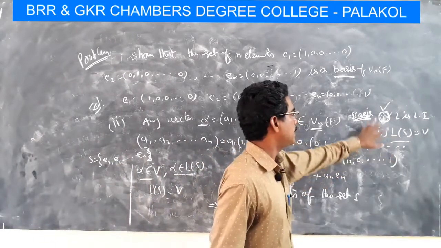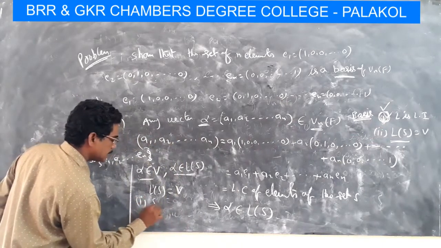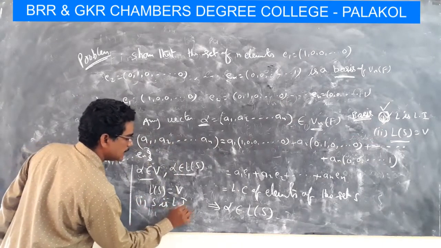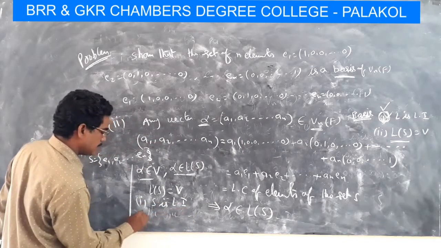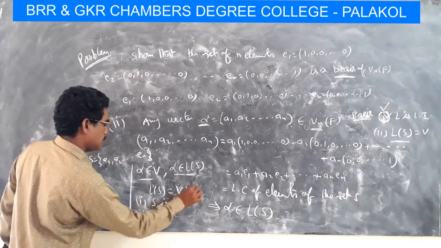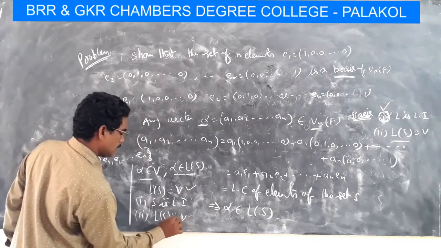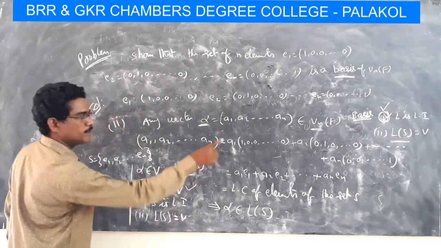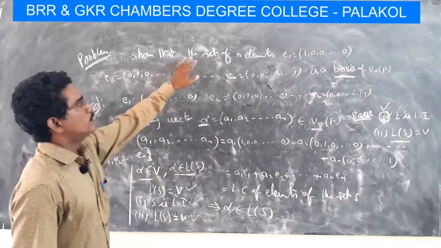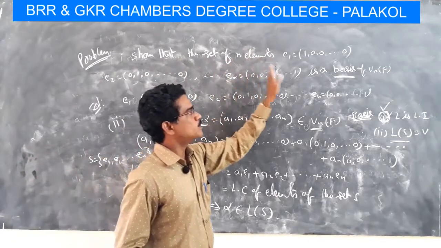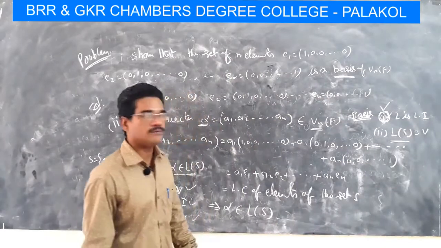So finally here, the first condition is S is linearly independent, that means S is LI, and the second one is L of S equal to V. The two conditions of a basis are satisfied, then the set of n elements e1, e2, so on en is a basis of Vn of f.